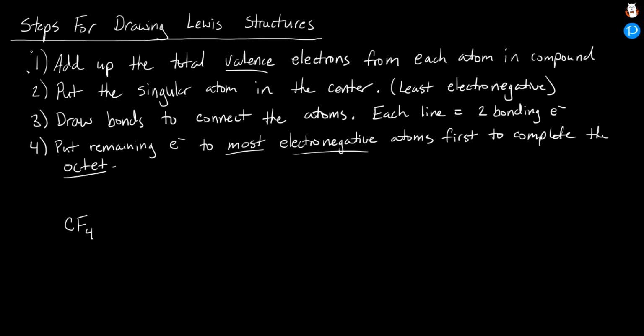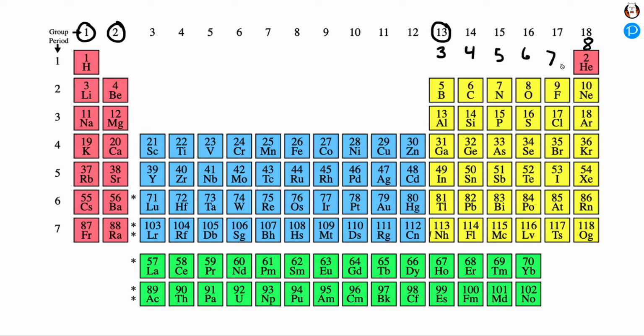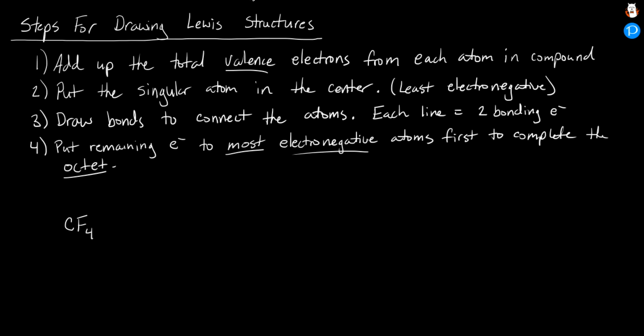So first, let's do step 1. Let's add up how many total valence electrons I'm getting from everything in this. So I've got 4 fluorine. So again, if we look, fluorine is right here. I've got 7, so 7 times 4, I'm getting 28 electrons from fluorine, and I'm getting 4 electrons from carbon. So that's going to be 32 electrons total. So now I've got how many electrons I want to show.